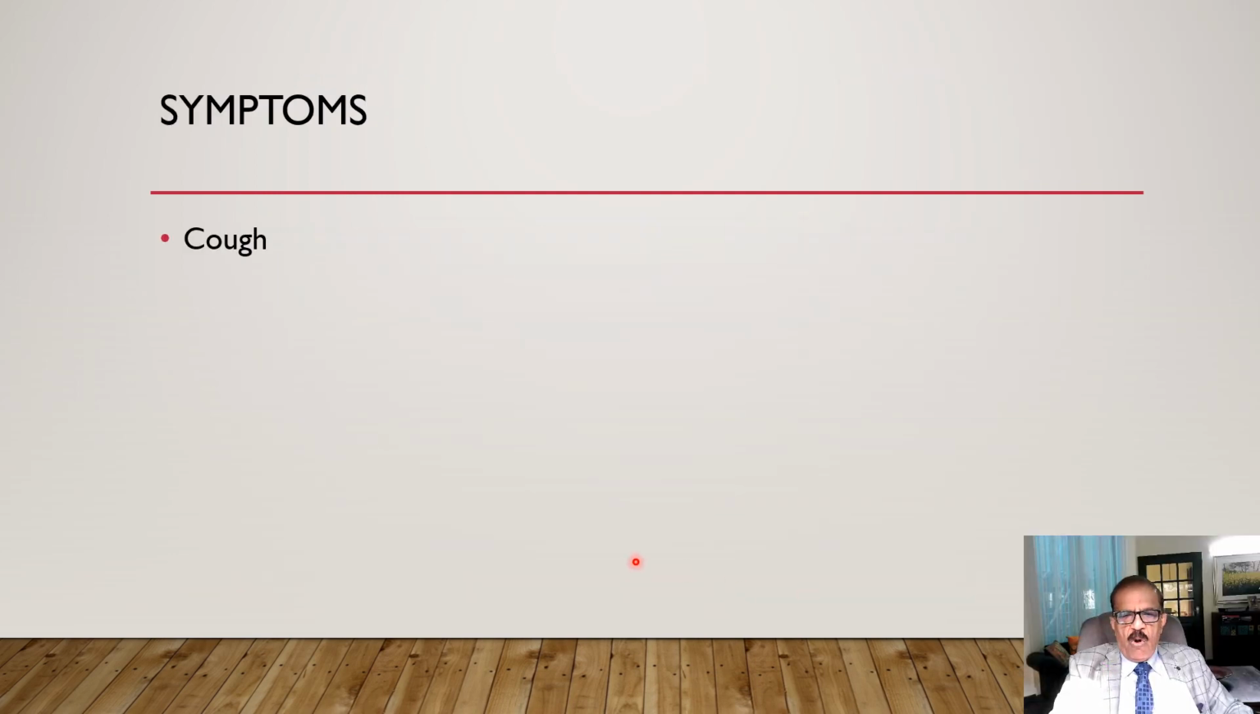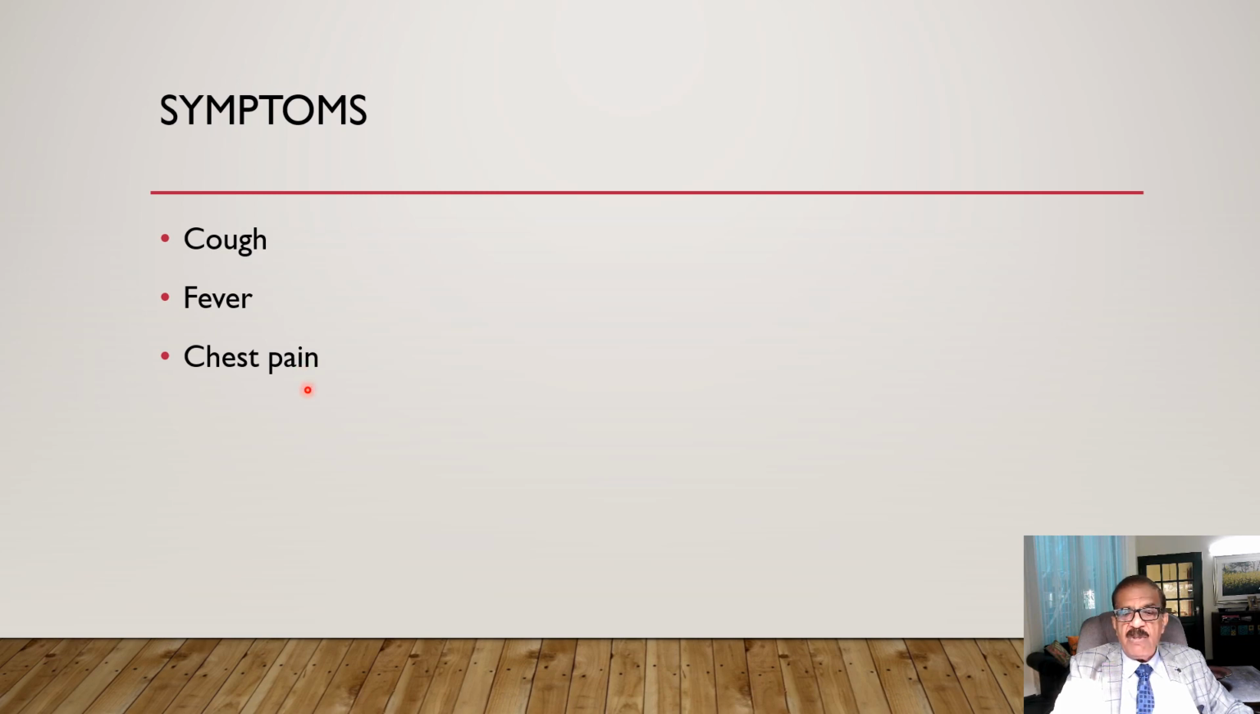Symptoms: there may be cough. Initially, the cough is dry, hacking. Later on, it becomes productive. And once patients start expectorating, the sputum is typically rusty. That means it is just like rust, because the patient is expectorating RBCs which are now altered. There may be fever. Fever is typically high grade and is usually continuous. So that kind of fever.